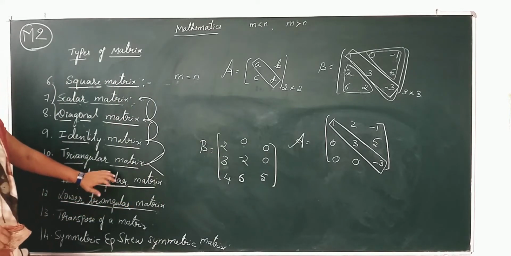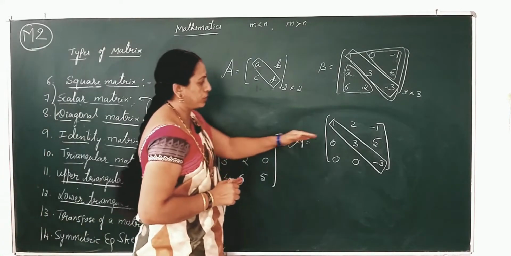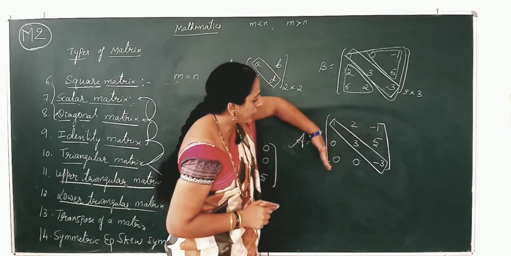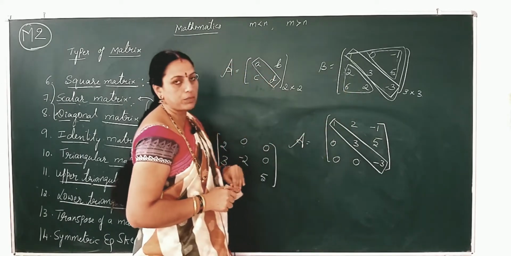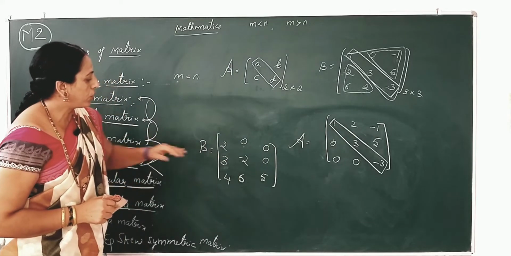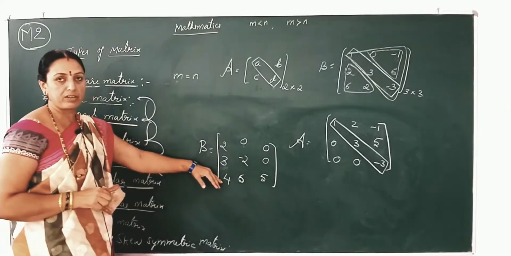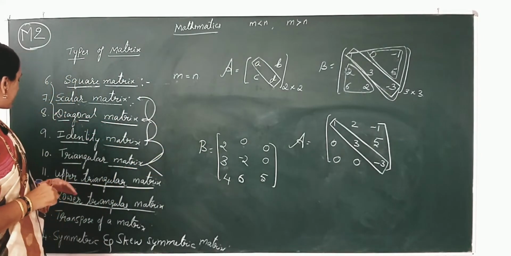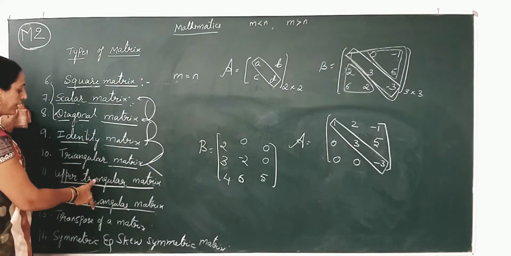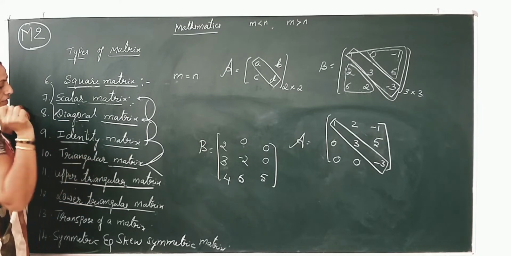Look, we can remember these two examples as opposites. So an upper triangular matrix means the lower part will be 0 and the upper part will be some different elements. Similarly, a lower triangular matrix means the upper part will be 0 and the lower part will be some different elements. These are the two different forms of triangular matrix.